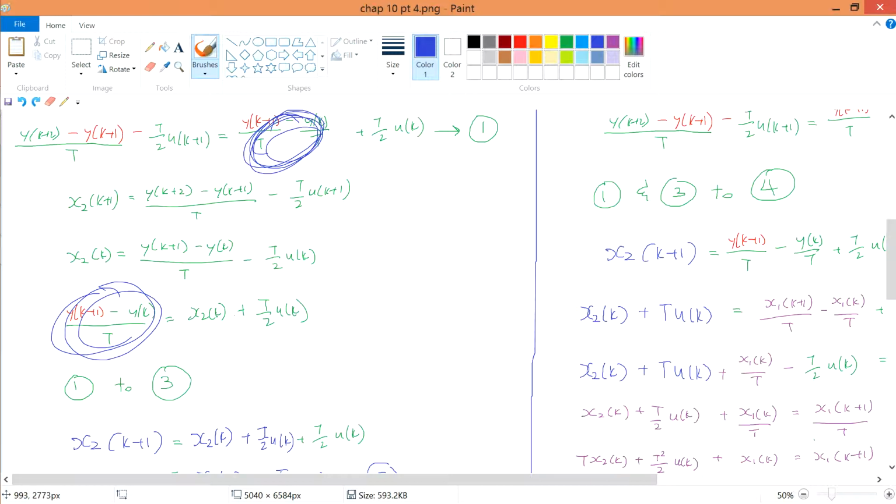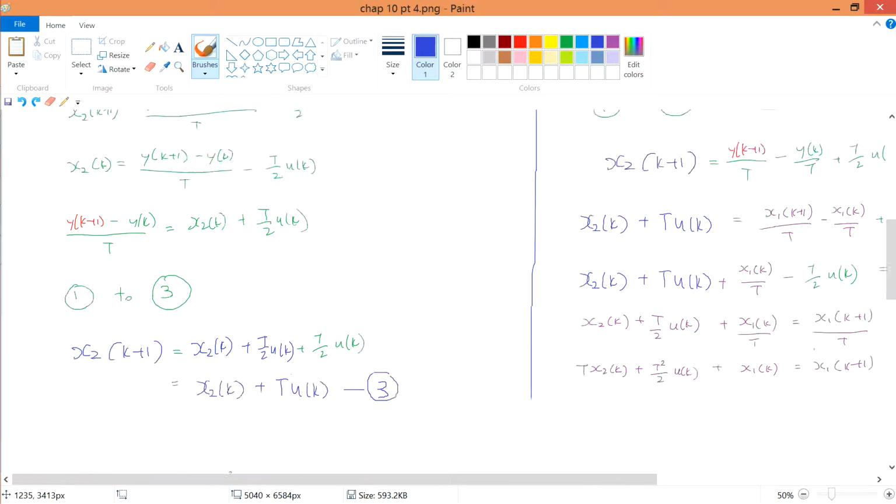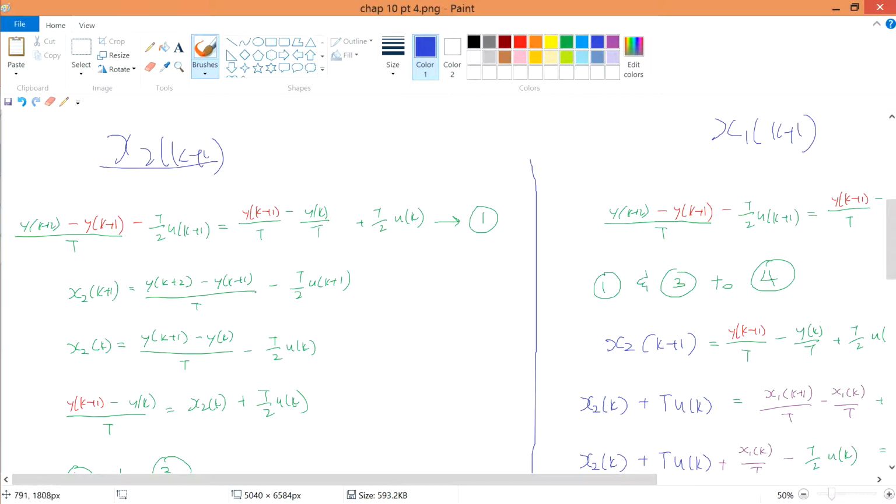So many this and this and this. But anyway, this is equal to this. We'll just read it. Then t over 2 uk, just simply write as that. That's all. Then you rearrange, and you'll get your x2k plus 1 in this form. So this is your third equation. This is for when you're trying to find your x2k plus 1.